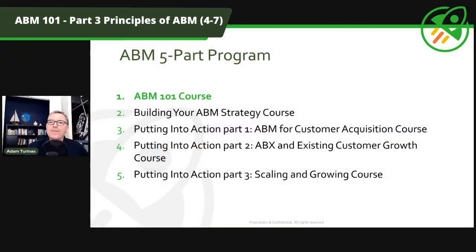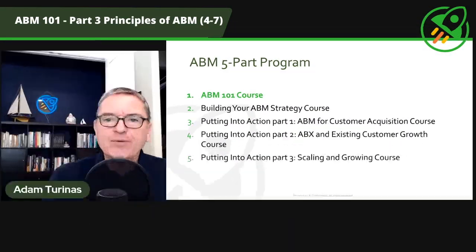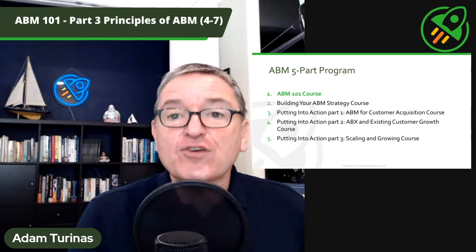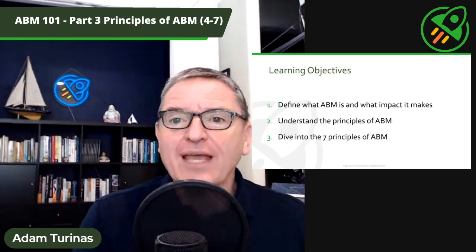As you know, this is the ABM 101 course, which is part of a 5-course ABM program. The rest of the course is coming soon. And in ABM 101, we're in class 3. We've given an overview of why ABM, why it matters. We've gone through principles 1 through 3. Now we're going to go through principles 4 through 7. And then in the last class, we're going to help you get started with ABM.